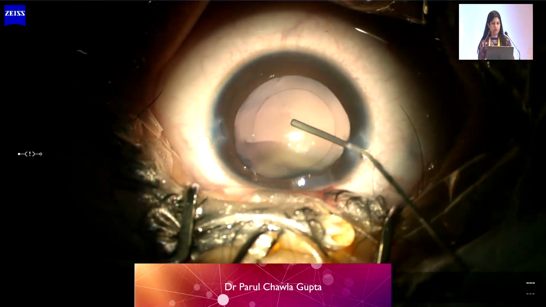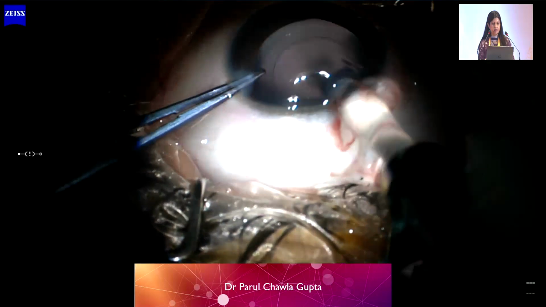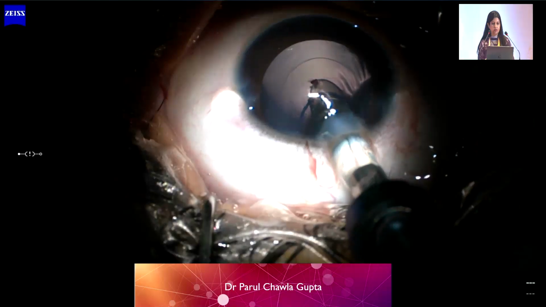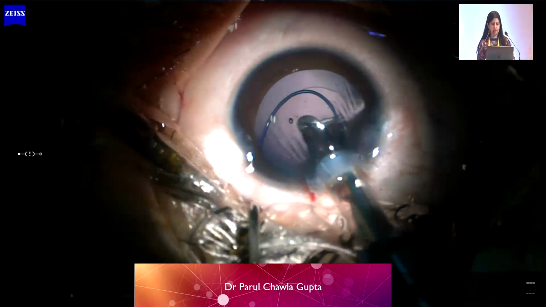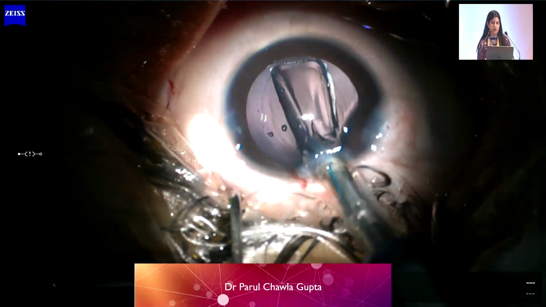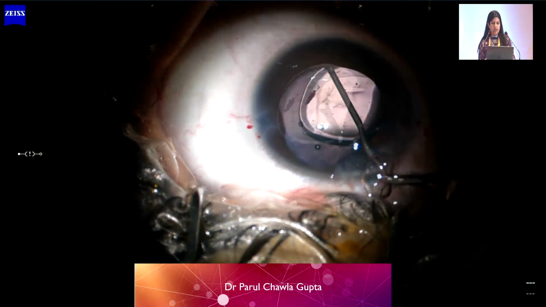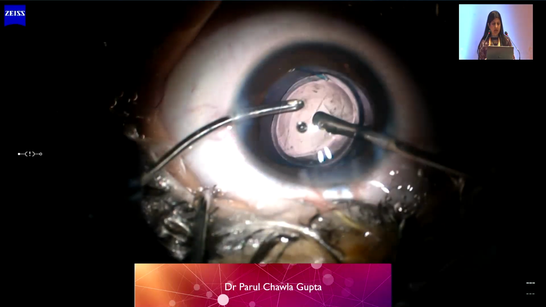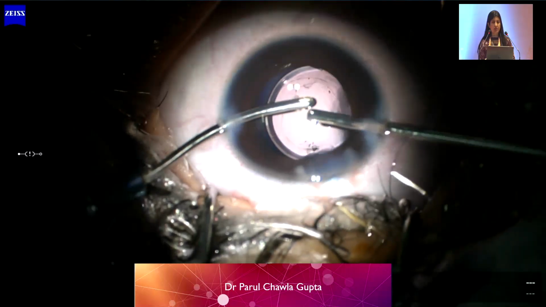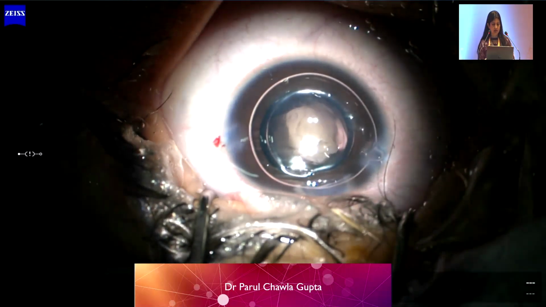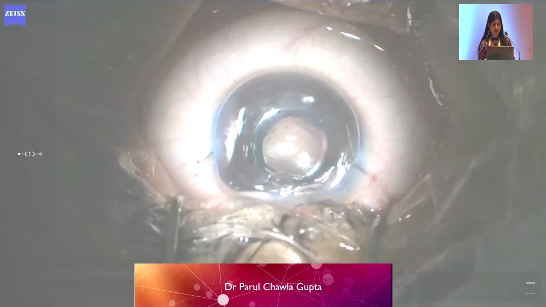We should make sure to polish the capsule perfectly, because these pediatric eyes are at an increased risk of PCO. We are putting a 3-piece intraocular lens as the patient could not afford otherwise. Ideally, a single-piece hydrophobic acrylic lens is the best because it leads to the least ovaling of the anterior capsule. And then we finally put sutures and air.